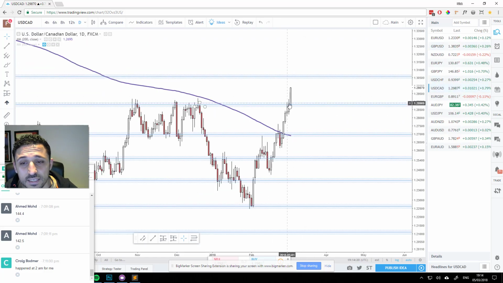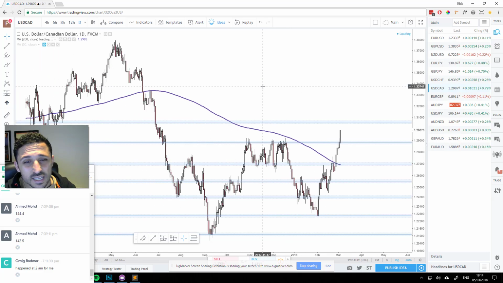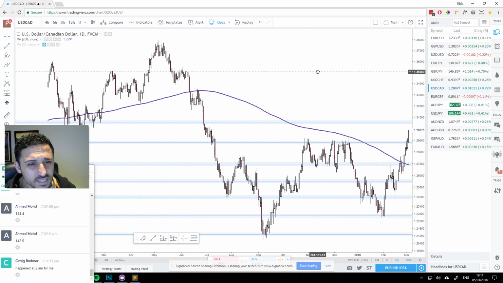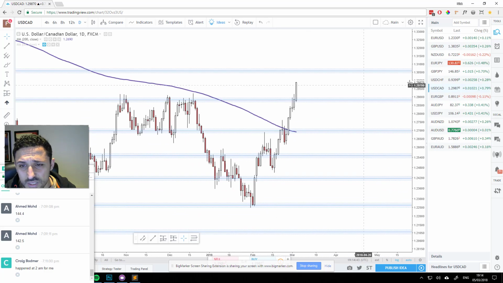USDCAD has smashed straight through this resistance area. Been watching this one closely. Wanted to see what happened at this resistance area, see if we get a bit of a pullback, but we definitely didn't. It just went straight through it. So now it's pushing up to this next resistance area, the 1.3050. Let's see what happens at that resistance area there. USD is quite strong at the moment.